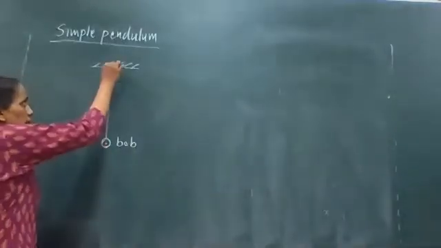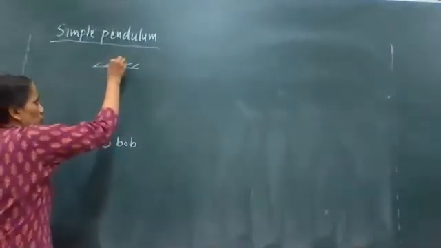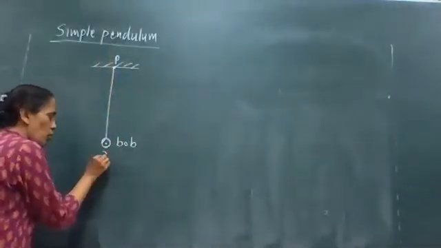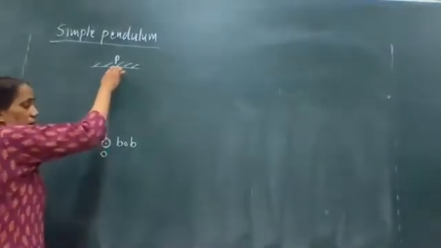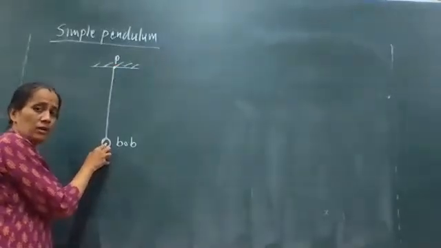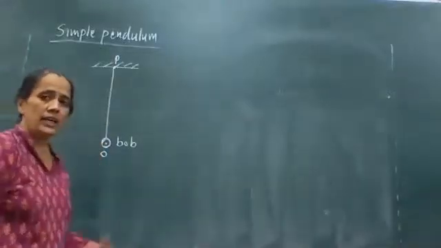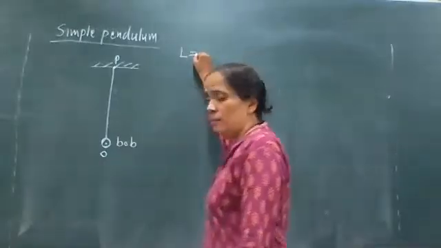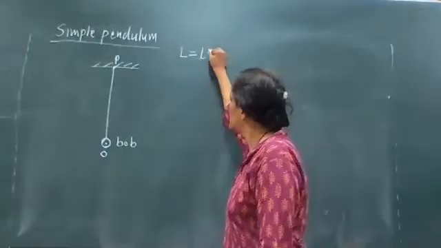Now, in this simple pendulum, one end of the string is attached to a rigid support, which I am going to call P. And this O is nothing but the mean position of this pendulum. The distance from the point of support to the center of the bob, or the point mass of the bob, is called the length of the simple pendulum, denoted by capital L, which is the length of the string plus the radius of that bob.